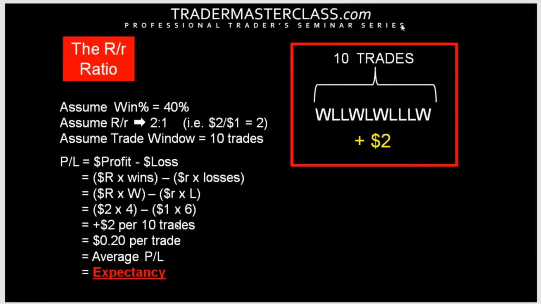If you divide that by 10, that means for every trade, on average, you win 20 cents, or 20%. $2 over 10 trades is 20% per trade. And this is what you call your average. Up to this point, it's just profit and loss. But once you divide by 10, this is now an average.